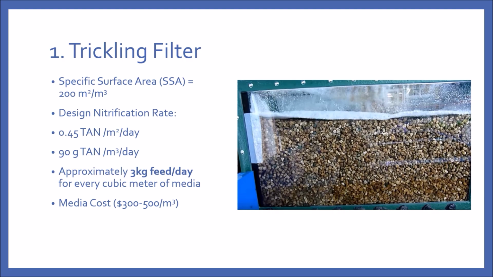Assuming that you have to feed your crabs 3 kilos every day, you will then have to provide 1 cubic meter of this filter media. Or in other words, if you have to feed 9 kilos of feed every day, you will require 3 cubic meters of media. So this is how you calculate how much media you need.